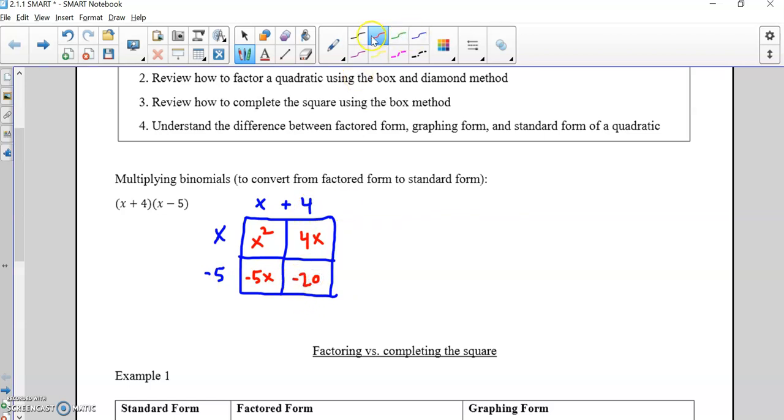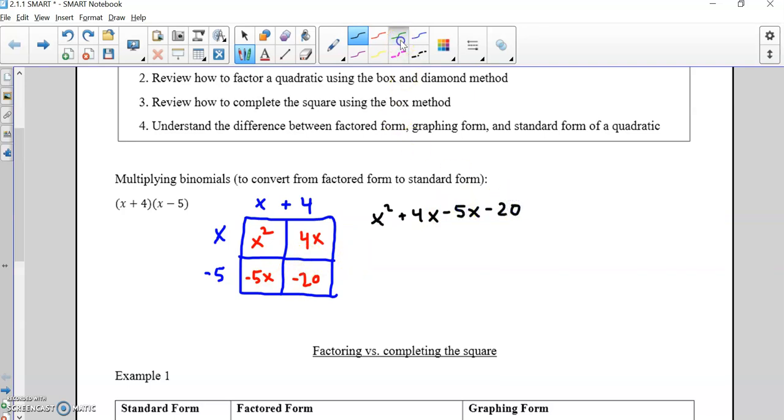Alright, once you go ahead and do all the multiplication in the box, we're just going to go ahead and lay out everything that we've come up with. We have an x squared. We have a positive 4x. We have a negative 5x, and we have a negative 20.